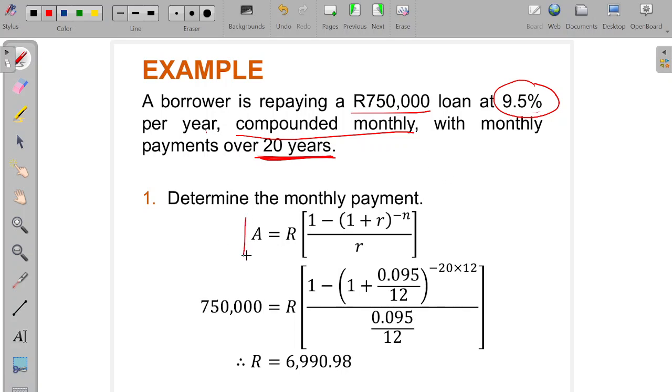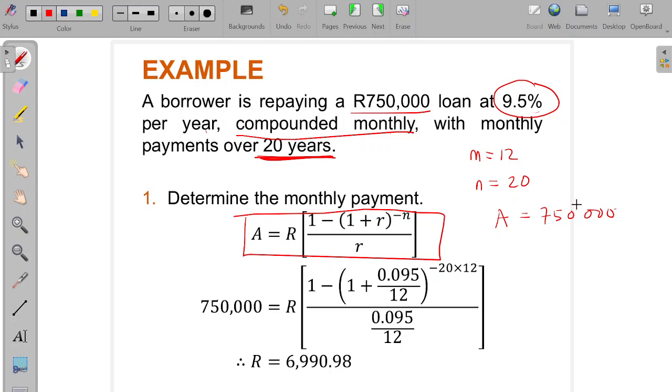So we have the formula. N is 20, but it's compounded monthly, so our M is 12. Our N is 20. Our A is the money we borrowed, and our R is 9.5%. We put that into the formula and then calculate our R. So every month we're going to be paying 6,000 plus, almost 7,000, every month.